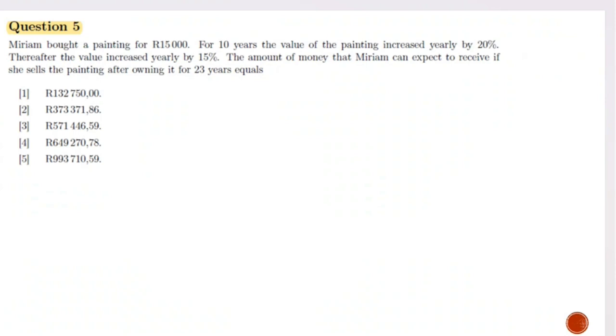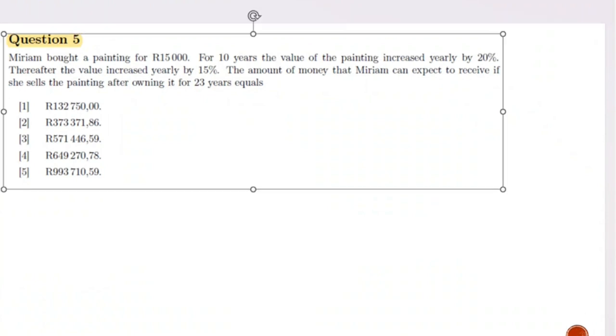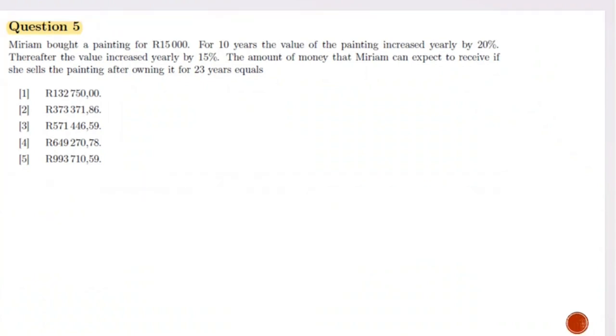So let's look at this interesting one, because this one will force us to do a timeline. Miriam bought a painting. Yeah, a painting of 15,000. She bought it at that present moment then.